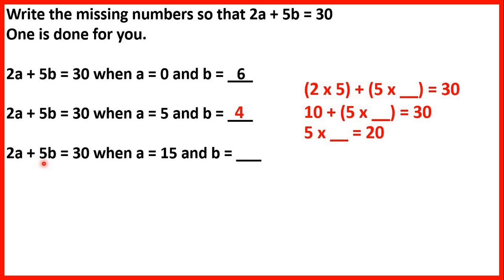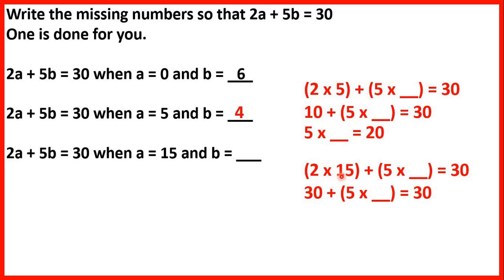Now 2a plus 5b equals 30 when a is 15 and b is what? Well, if a is 15, 2a means 2 times 15, and 2 times 15 is 30. So 30 plus 0 is 30, and that means we must have 5b as 5 times 0, so b is 0. 2a is 2 times 15, so 30. 5b is 5 times 0, so 0, and 30 plus 0 is 30.